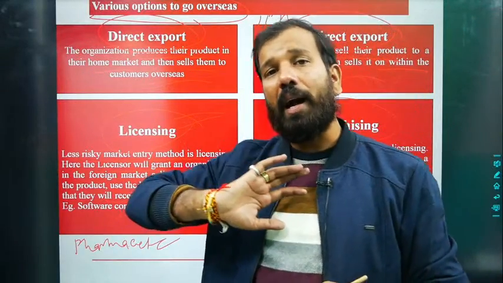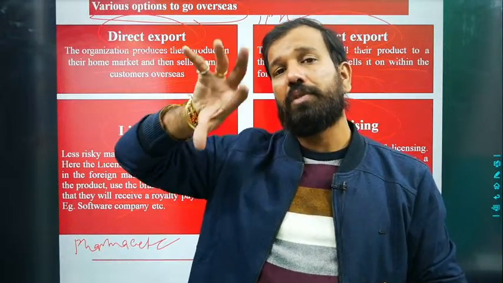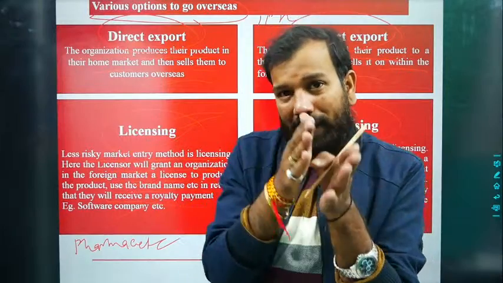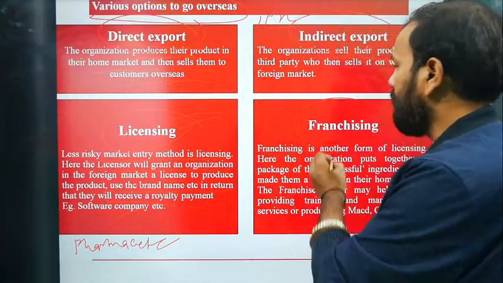So being a marketer, what can we do? We have to pay a certain royalty to the person who has the license. He will grant the license for a certain period of time, and accordingly we have to pay the royalties. Okay. Next is franchising.